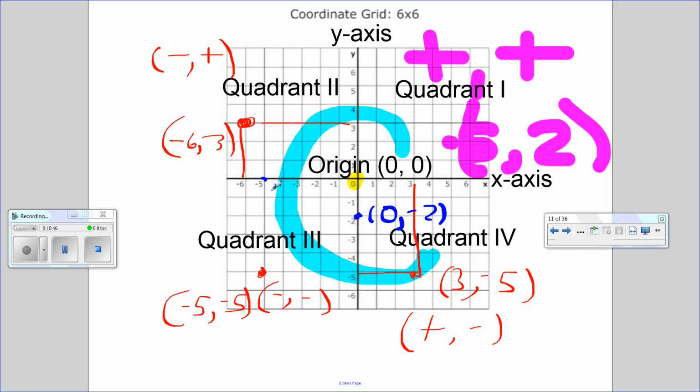Let's graph this one. Can you tell me the location of this ordered pair? Starting on the x-axis, starting at 0, it goes over -5. On the y-axis, do I go up or down? Do I move anywhere? No, 0. So is this in a quadrant? Nope, it's not in quadrant 2 or quadrant 3. Quadrant 2 has to be negative, positive. Quadrant 3 has to be negative, negative. So this is just located on the x-axis.